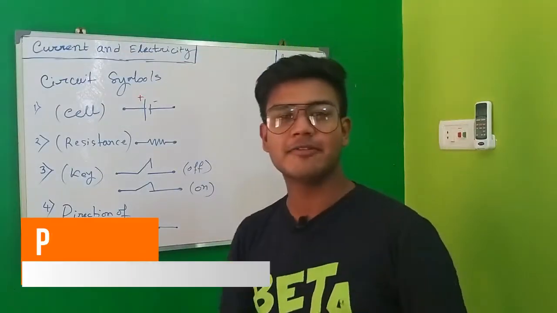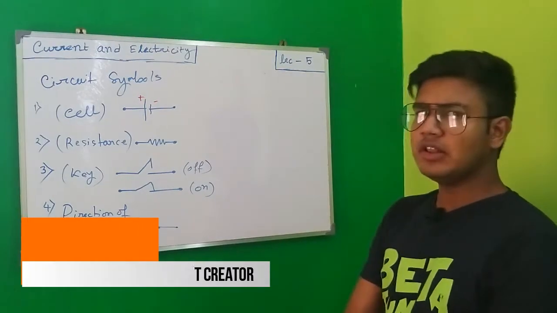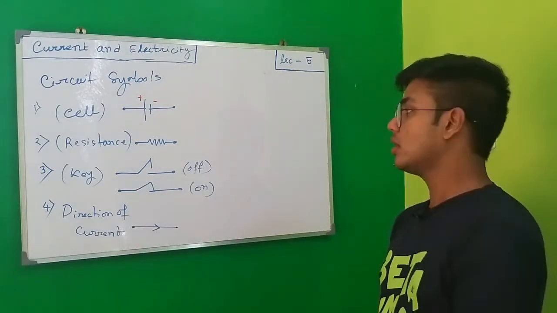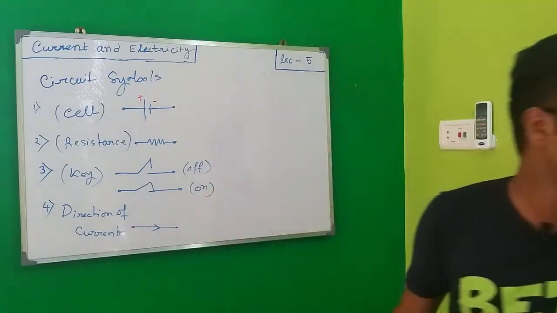Welcome back to lecture number 5 of current and electricity. In this lecture, we will learn about the circuit symbols. Whenever you're going to draw a circuit, you need to follow some symbols.